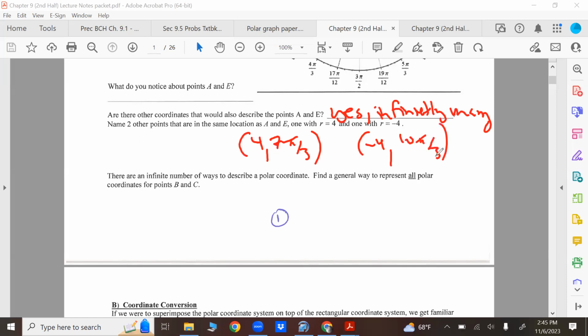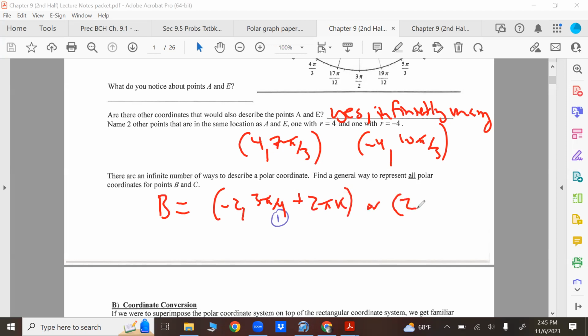That's a possibility. So there are an infinite number of ways to describe a polar coordinate. Now we know that, so find a general way to represent all polar coordinates for B and C. So B, remember B was this. It was (-2, 3 pi over 4). But you could put plus 2 pi k.